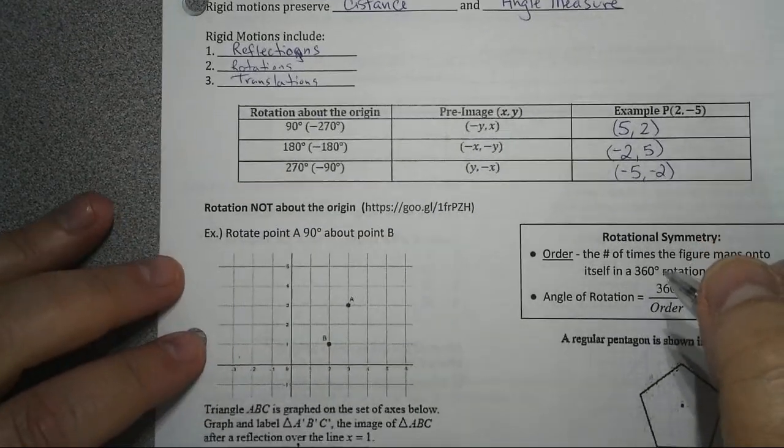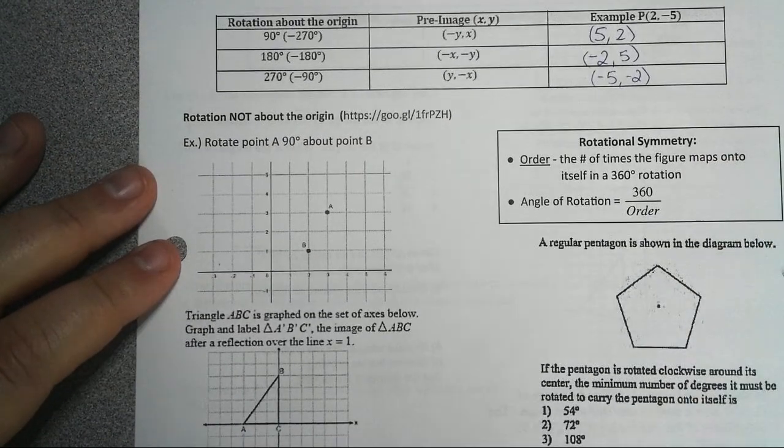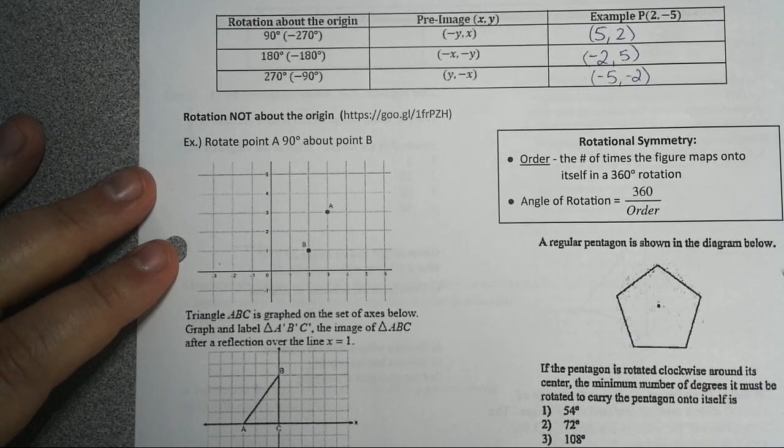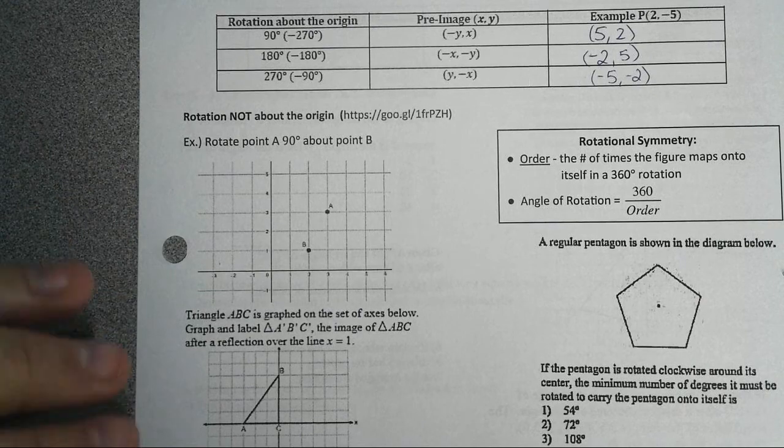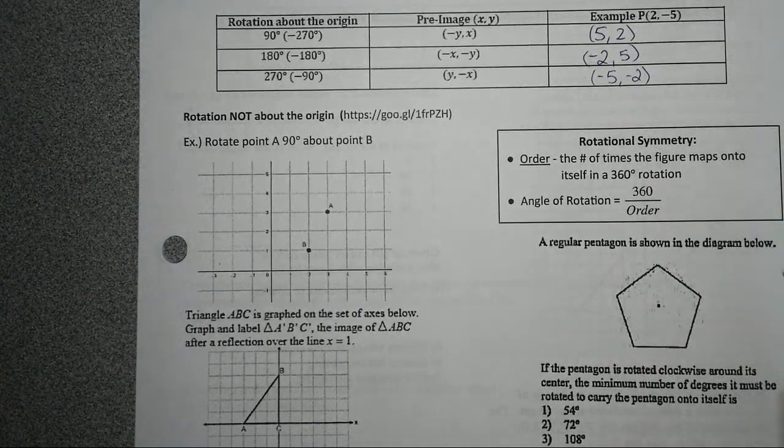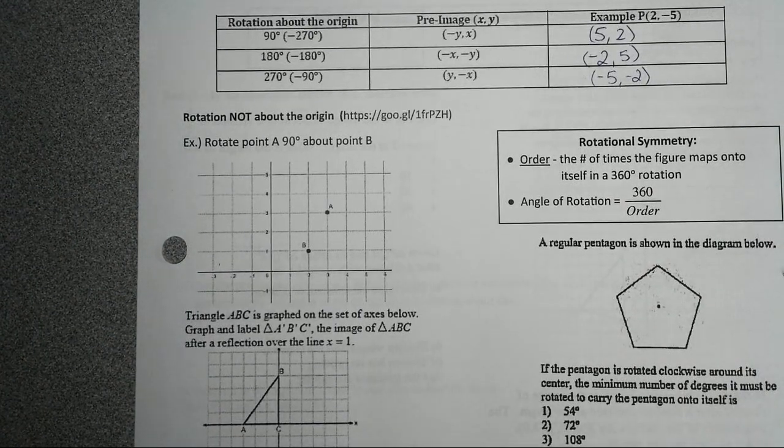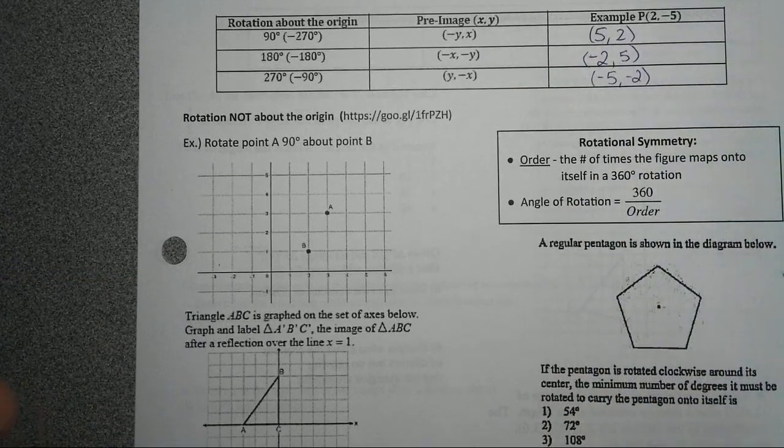Okay, let's talk about this first question. What happens if I rotate around a point that's not the origin, right? What if I rotate point A 90 degrees about point B? And really what we want to do here then is we want to pretend that we can redraw the axes.